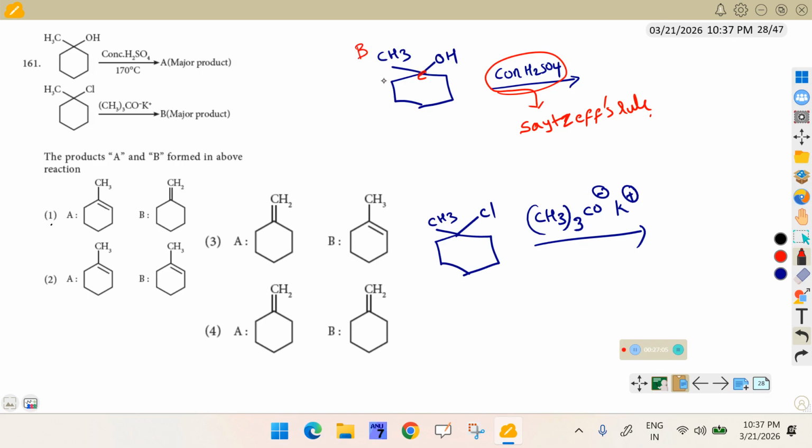This is beta, this is beta, this is also beta. Remove hydrogen from the beta carbon which contains fewer hydrogens. So this is the product.